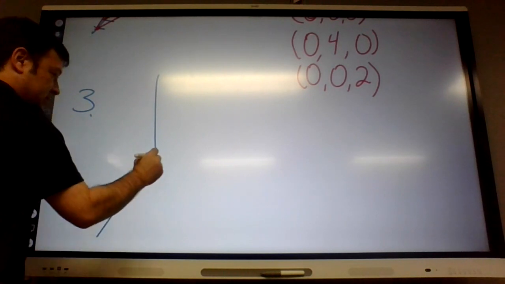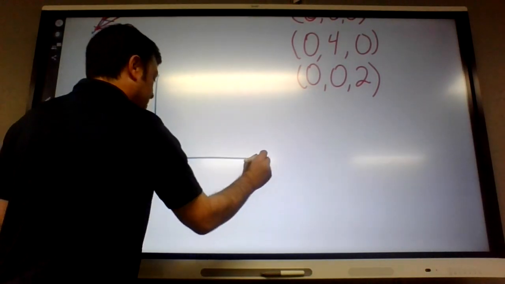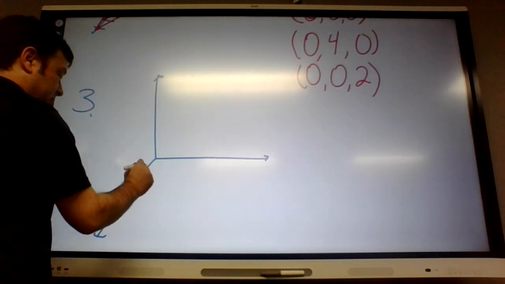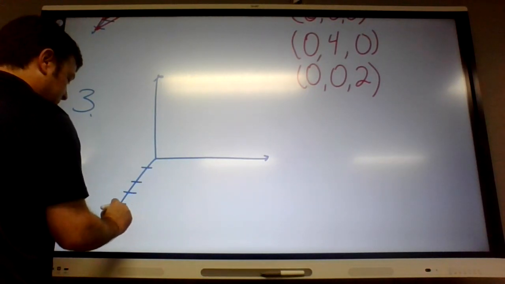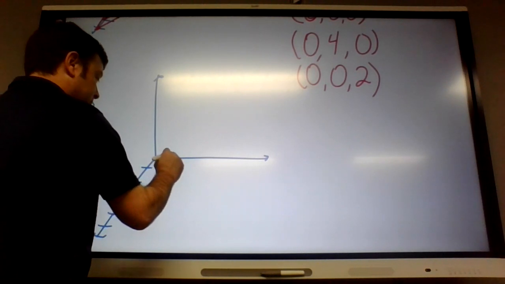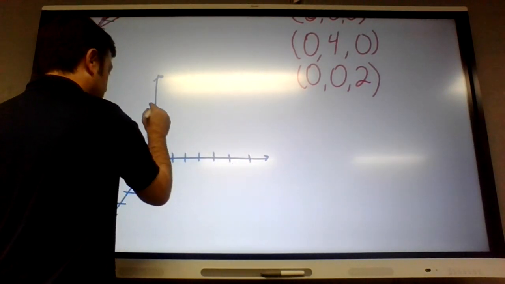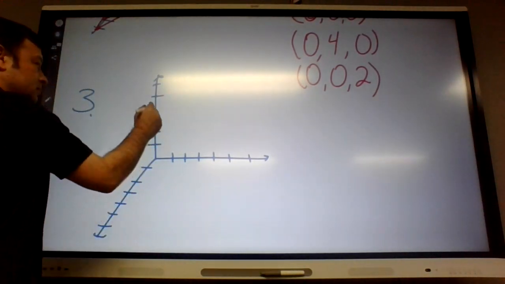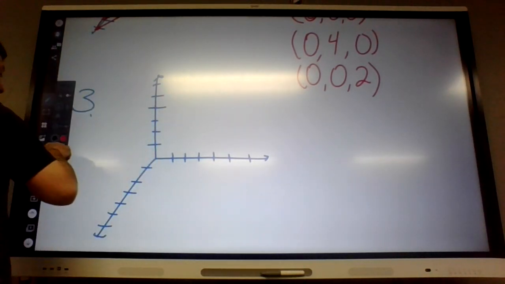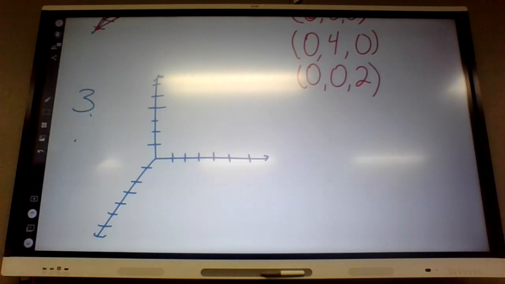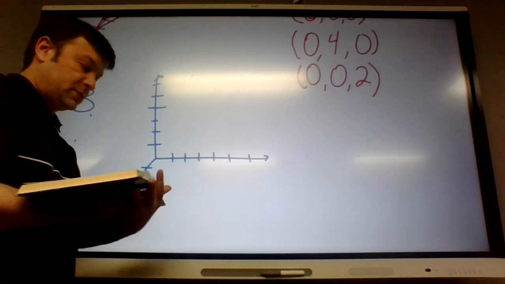Start over. I think the biggest number we'll need on each of these is 6, so just make them all go to 6 and you should be good. Number 3, 5x minus 2y plus 2z.